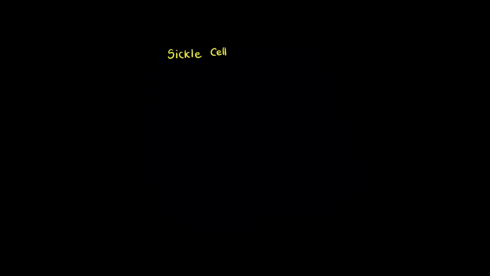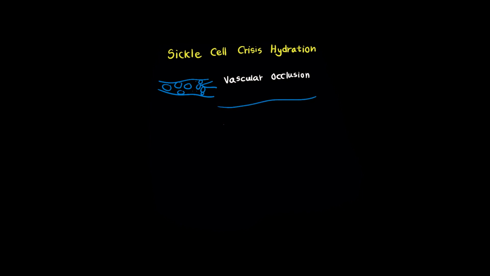Sickle cell crisis management prioritizes addressing the fundamental pathophysiology. In vaso-occlusive crisis, sickled red blood cells become rigid and sticky, clumping together in small vessels. Blood viscosity, its thickness and flow resistance, plays a crucial role. Higher viscosity promotes more sickling and vascular occlusion. Dehydration concentrates the blood, increasing viscosity dramatically.